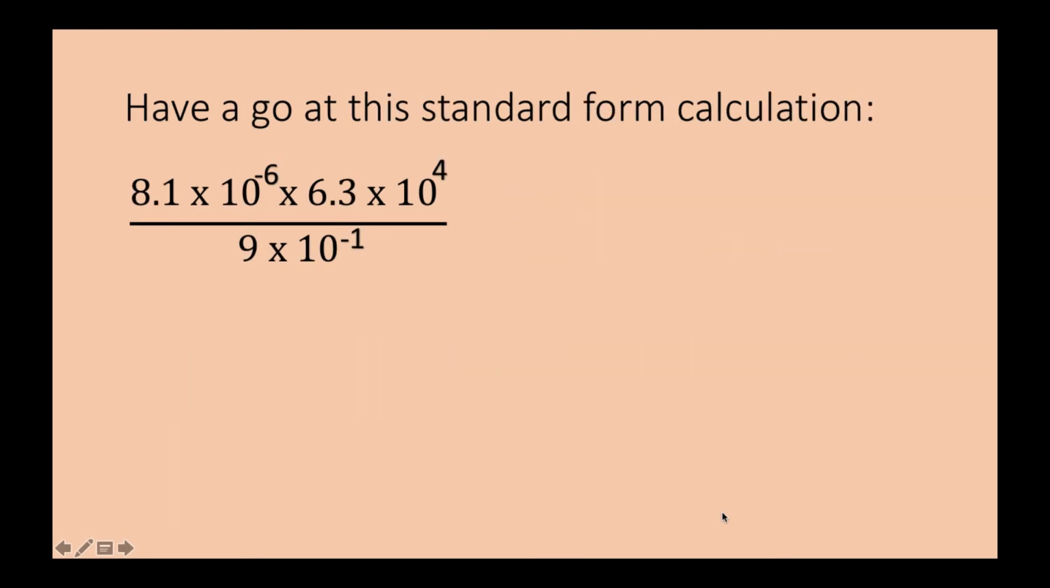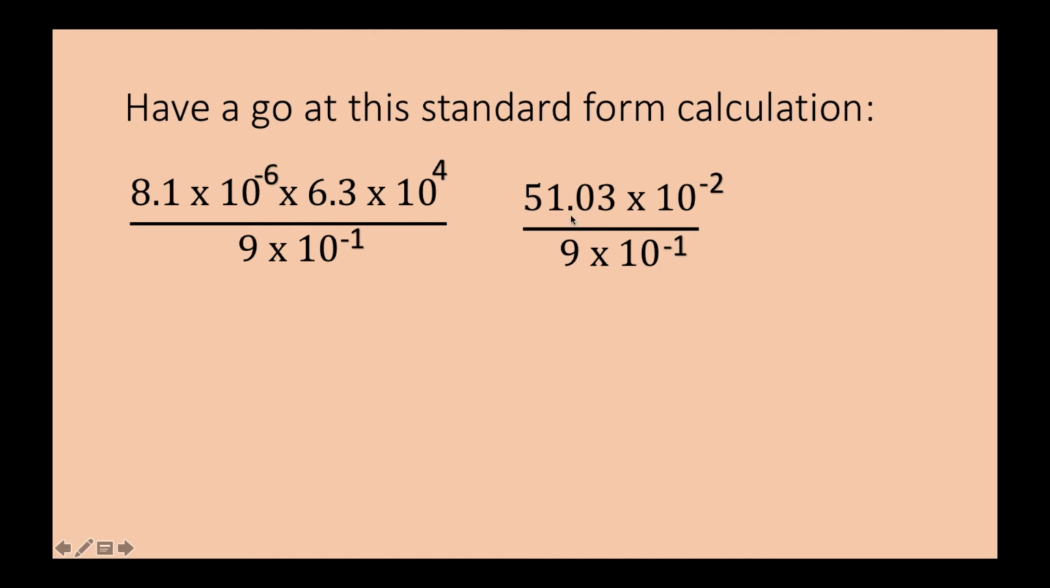Right, so here is one for you to have a go at. Please rewind or go through again if you really need to. Make sure you understand every aspect of standard form. So if you've paused the video and had a go, let's have a look then. We'll look at the top bit first. 8.1 times 6.3 actually gives us 51.03. And I've left this bottom line the same.